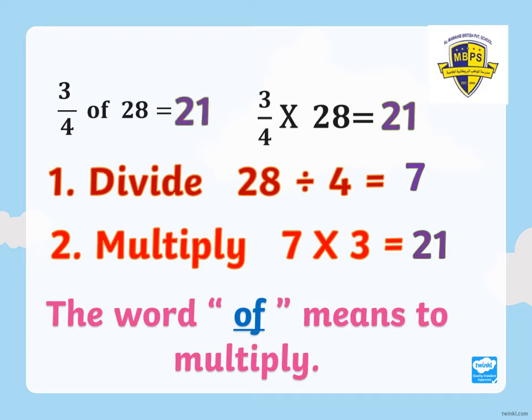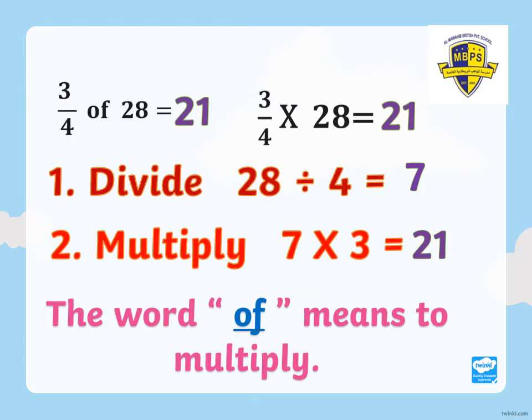Now students, if you look at this slide, the question here is 3/4 of 28. Now we don't have a unit fraction here. What is the fraction in this question? Yes, the fraction here is 3/4. Now this is not a unit fraction. Why is it not a unit fraction? Can you think and tell me? Very good. Because in a unit fraction you have 1 as the numerator. But in this fraction 3/4, 1 is not the numerator here. So it is not a unit fraction.